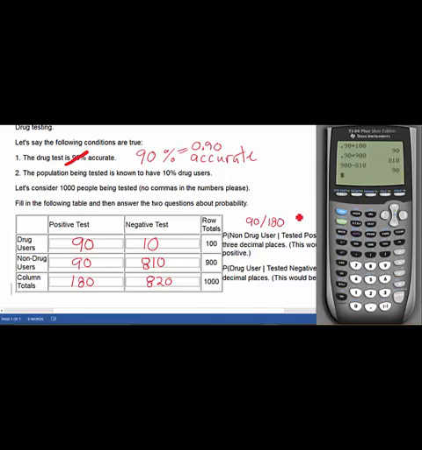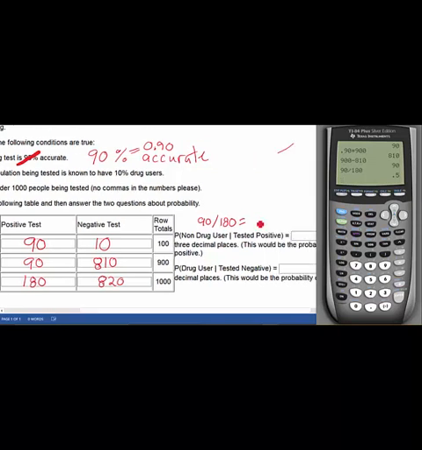So you could do that on your calculator. And you should find, unless you do it in your head, that it's about 50%. So I say round to 3 decimal places. So I would do 0.500. For the bottom one, I'm trying to look at the person who tested negative, but they are in fact a drug user. This is called a false negative, meaning the person was actually guilty, but they got off scot-free.